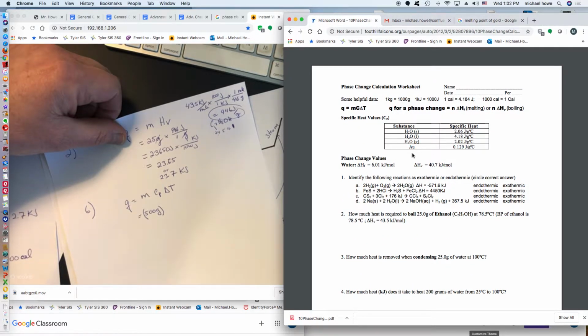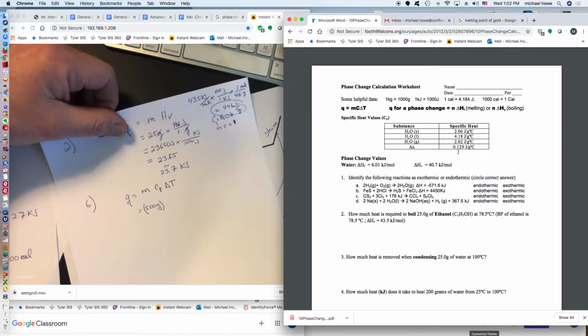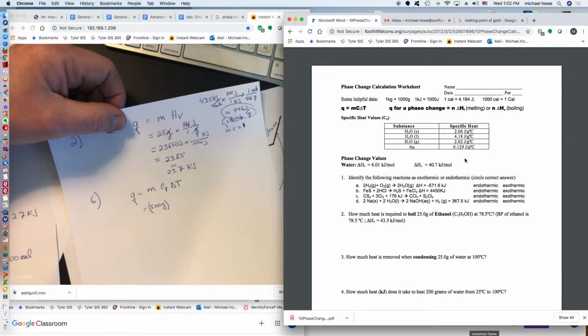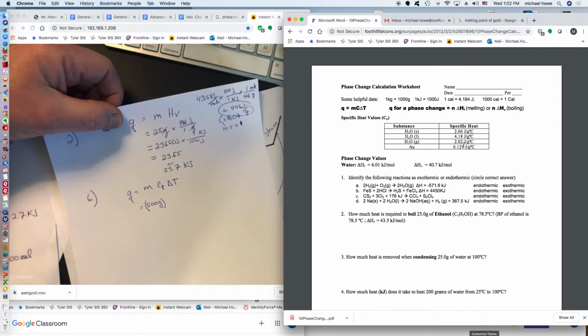So it's 0.129. Notice that compared to water, it's like 40 times less. So it's way easier to raise the temperature of gold than it is to raise the temperature of water. It has a low specific heat capacity. Remember the skillet versus the plastic? Gold is more like the skillet, and water was more like the plastic. Water had a high heat capacity compared to the gold.